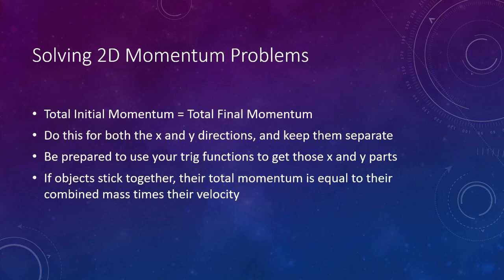And since the total initial momentum was equal to the total final momentum, we could use that information from initially to get the total momentum and divide that by the combined mass to get their final velocity.